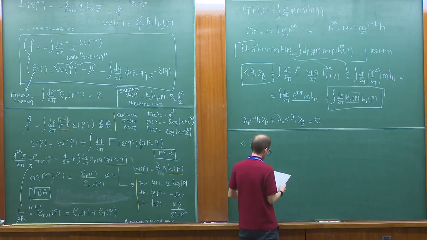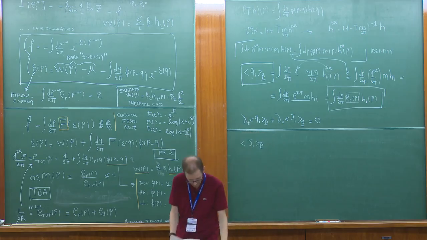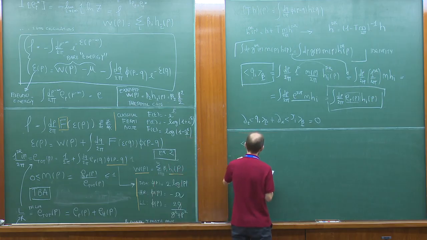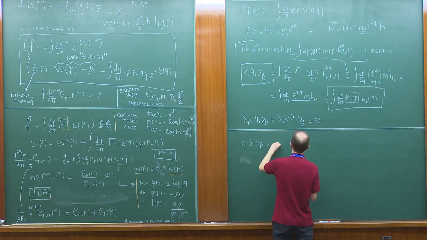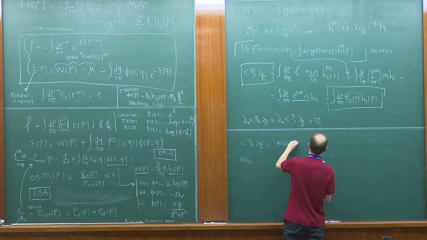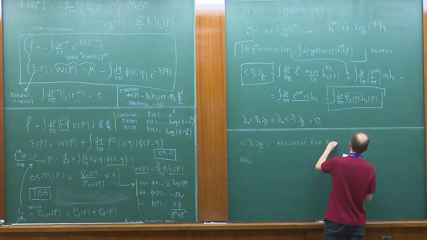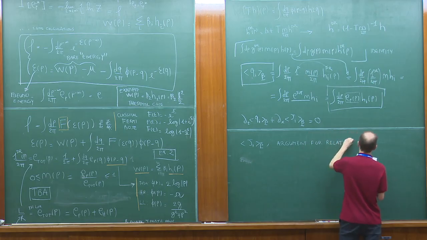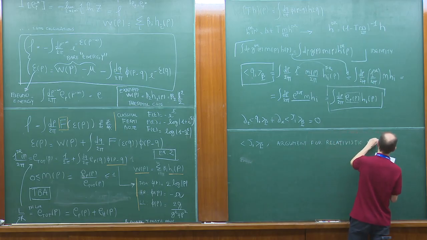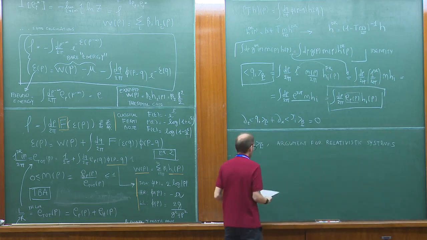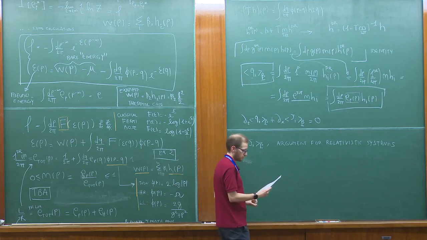Now, let's say, where am I? Here. This argument applies to relativistic systems. So, argument for relativistic systems. So the argument goes as follows. For a relativistic system, you use what is known as crossing symmetry.